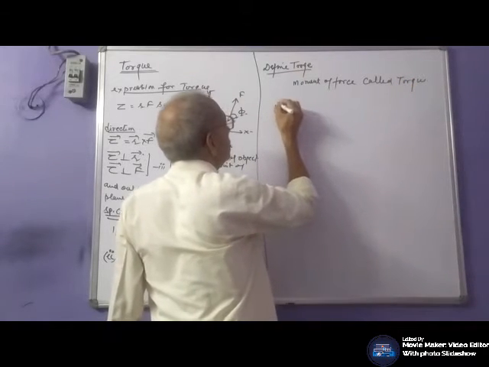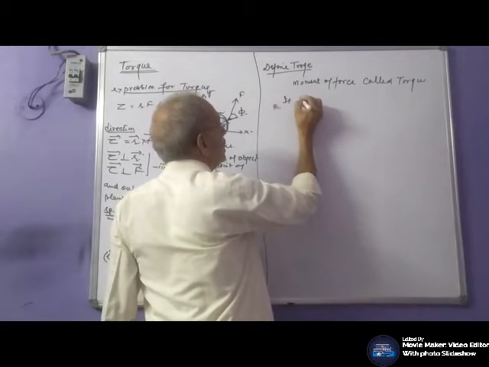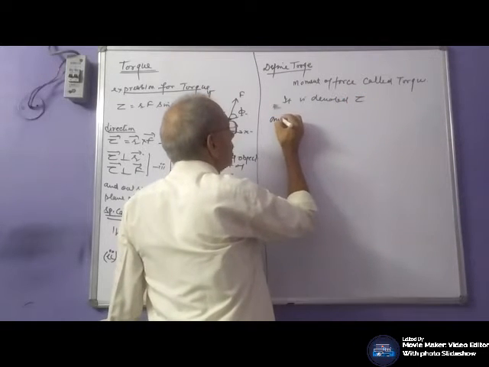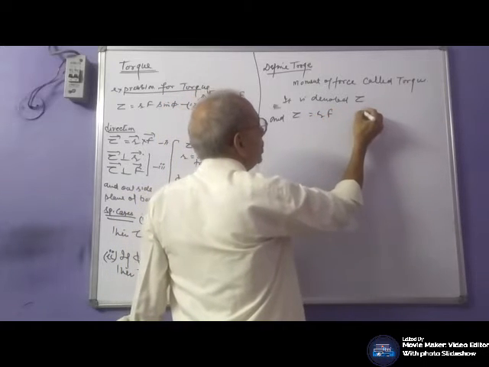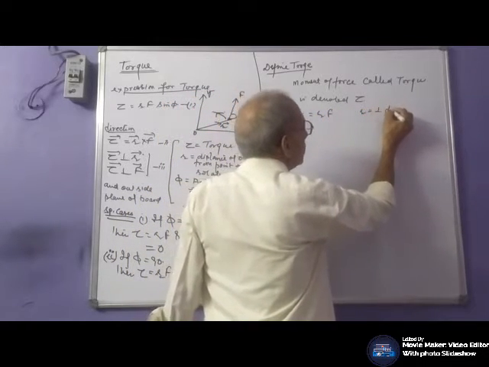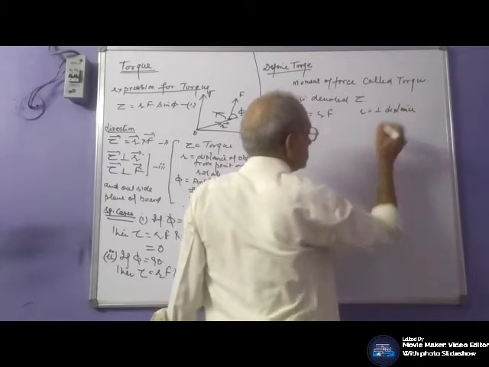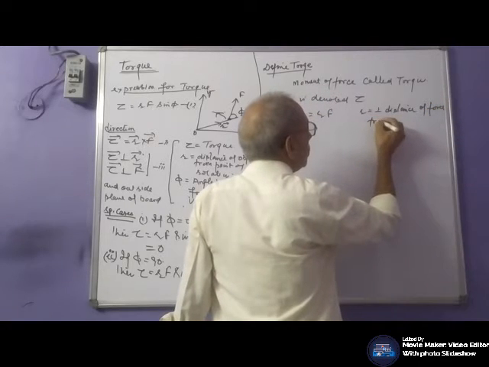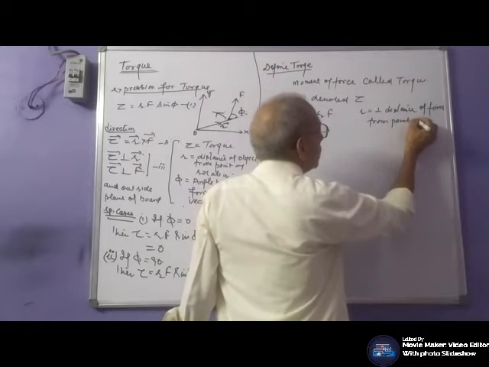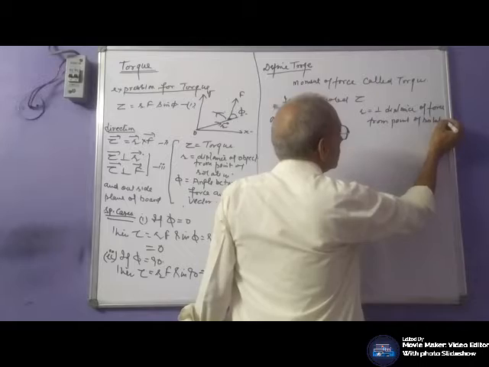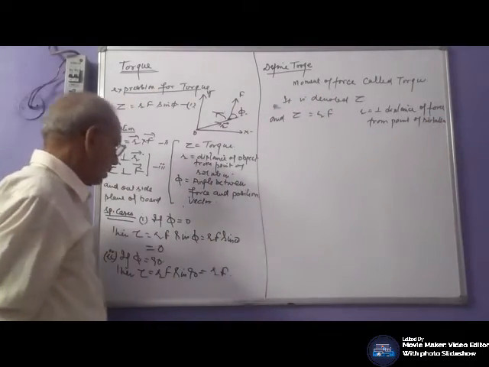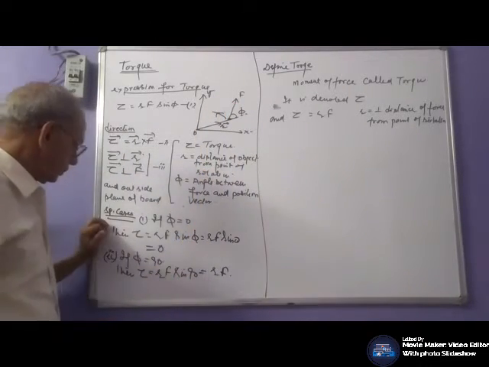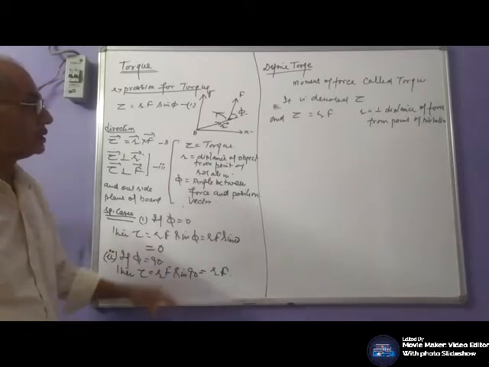That is, it is denoted by tau, and tau is RF, where R is the perpendicular distance of force from the point of rotation. If this force is applied like this, phi is 90, then torque comes out to be this. This is the definition.